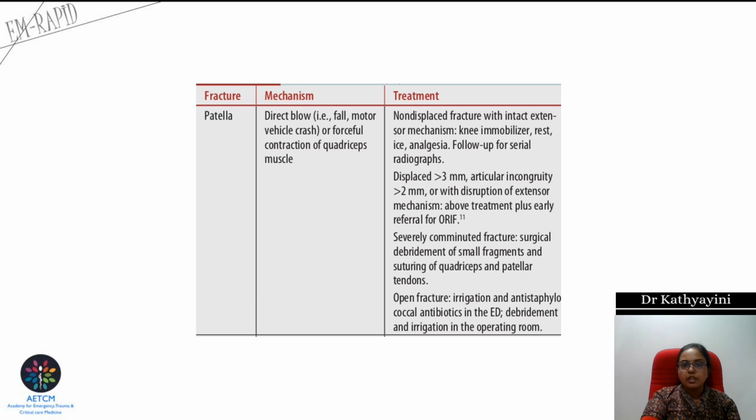If it is a severe comminuted fracture, then surgical debridement of the small fragments along with extensor mechanism repair will be the treatment. And if it's an open fracture, then like any other open fracture, we have to go for irrigation and triple antibiotic coverage, and if it is contaminated, tetanus immunization. All these things should be taken care of, and it will require surgical debridement and fixation.